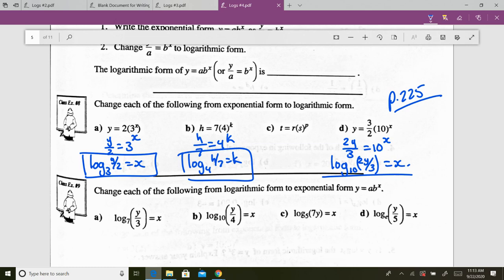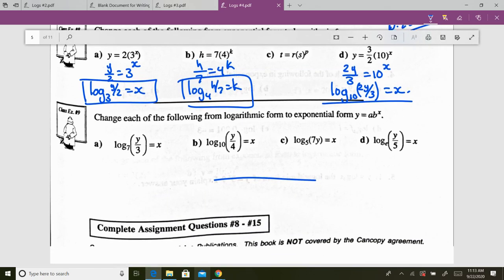Here we're just going to solve for y essentially. So how do I solve for y? My y is all tied up. I need to get rid of the log. So you're going to convert to exponential form. So my base is 7 on the first one. That moves over, kicks up the x. So now I've got y over 3 is equal to 7 to the x.